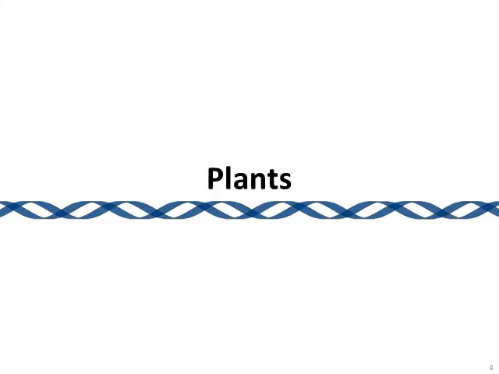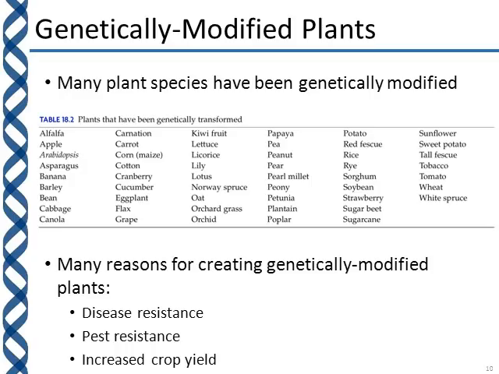Now let's talk about plants. Many plant species have been genetically modified. And here in this table we show just a very short list of all of the plants that have commercial uses that have been genetically transformed. There are many reasons for creating genetically modified plants: to increase their disease resistance, to increase their resistance to pests, and to increase crop yields.